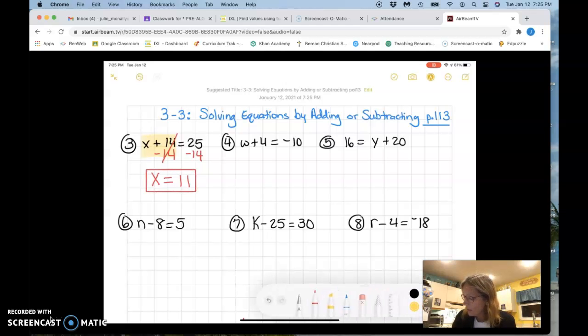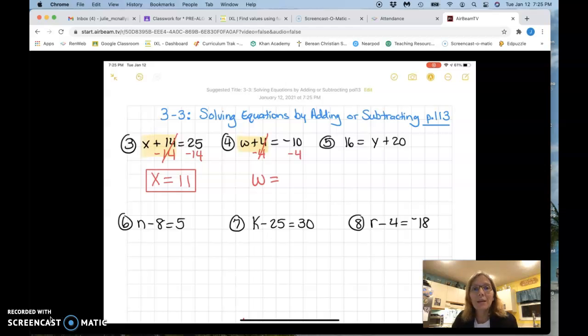Again, what's happening to the variable? 4 is being added to the variable, so I'm going to do the opposite. I'm going to subtract 4. Whatever I do to one side, I have to do to the other. That gets my w alone, which is what I wanted. And now negative 10 minus 4.